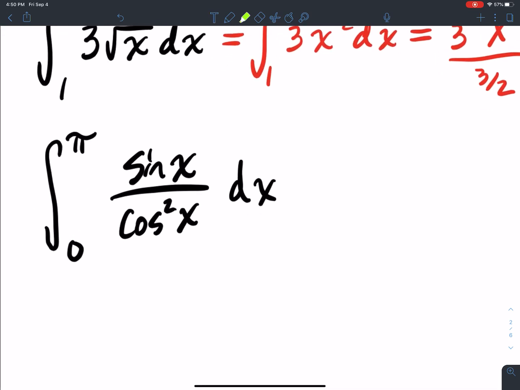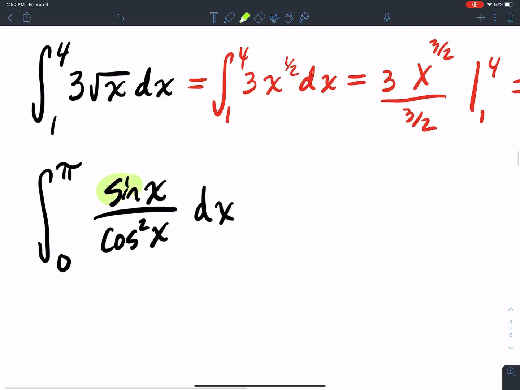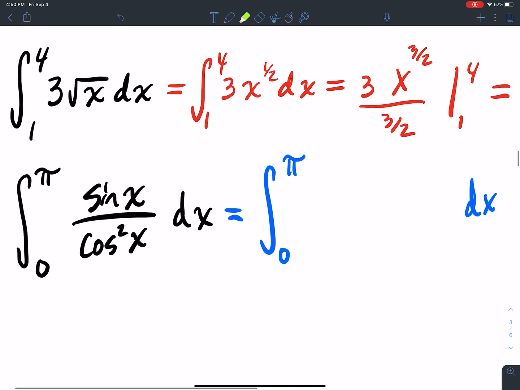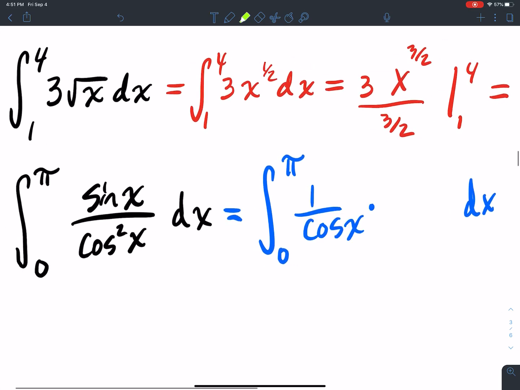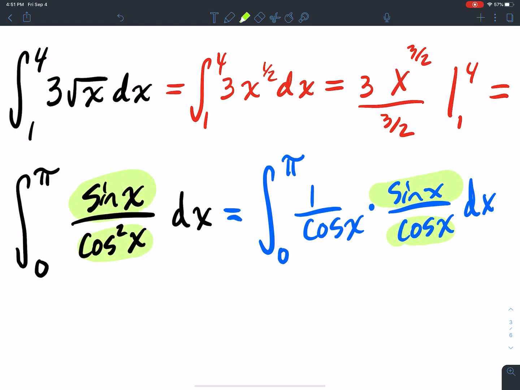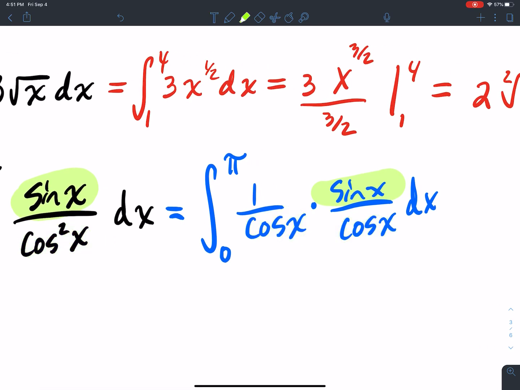Next up, I've got another definite integral of sines and cosines. Anytime I see sines and cosines divided like this, I start thinking, how can I split this up to where it makes it easier? So I'm going to divide this up into 2 fractions. So I'm going to strip off one of my cosines and put it over here. So I have 1 over cosine. And then that leaves me a sine up top and then one other cosine in the denominator. Okay, so that is going to simplify.